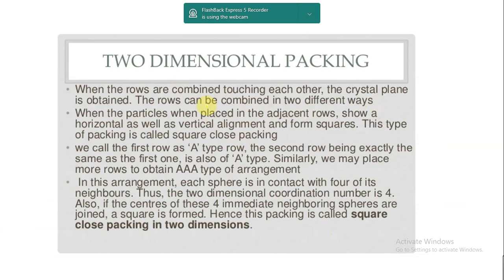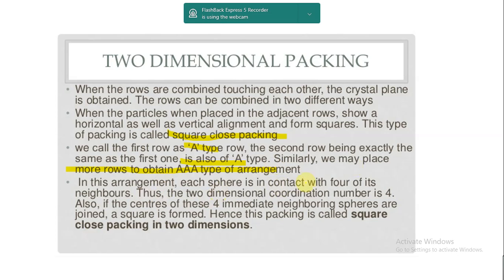the crystal planes is obtained. The rows can be combined in two different ways, just above the other or in the vicinity, when the particles placed in the adjacent rows show a horizontal as well as vertical alignment, that is above each other. This type of closed packing is called square closed packing, we just saw. And we call the first row as A type, the second row being exactly the same as the first type, it is also called A type. So the arrangement is also called as AA type of arrangement.